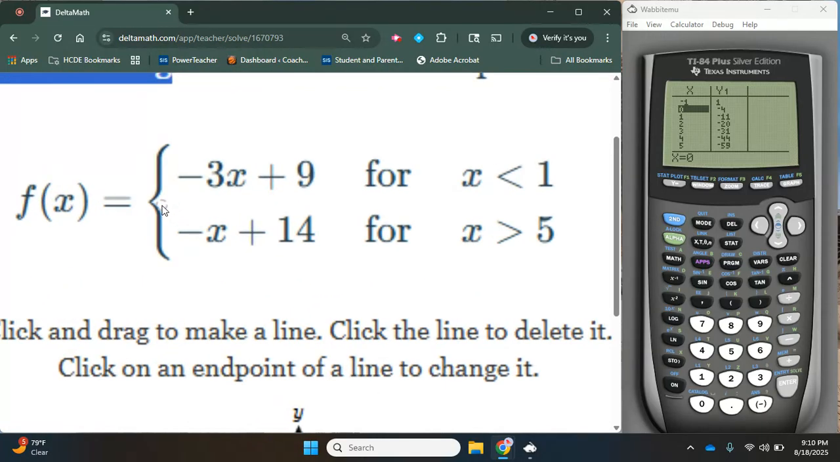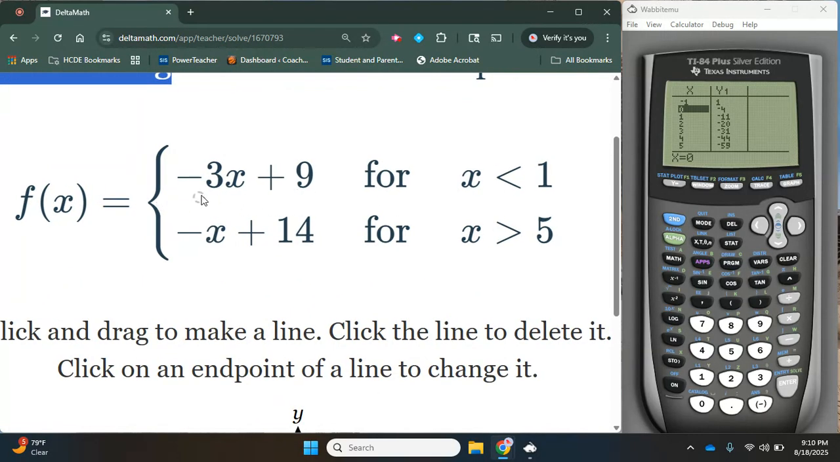Notice this equation says we are going to use the negative 3x plus 9 for x values less than 1. And we are going to use negative x plus 14 for x values that are greater than 5. So it looks to me like we've got a big hole in our gap right here because we have no values between 1 and 5. That's not a problem. That's called a discontinuous function. So we can adjust and work from there.